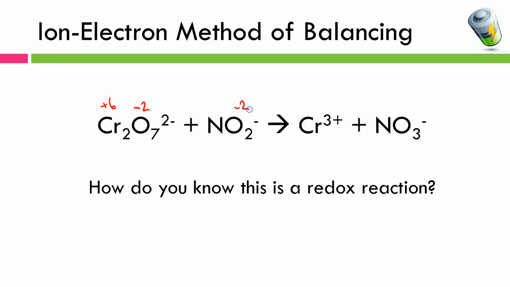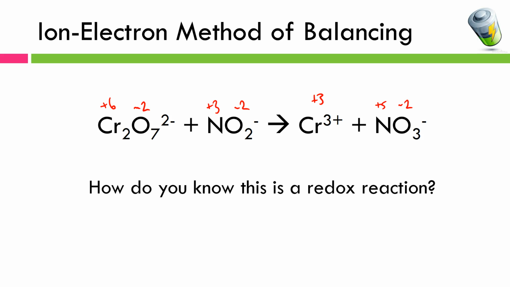Oxygen again, usually -2. In this case, nitrogen looks like it would be a +3. Chromium 3+, okay, that's an easy one. And now I've got the nitrate ion, again, oxygen at -2. Nitrogen, in this case, has to be a +5.